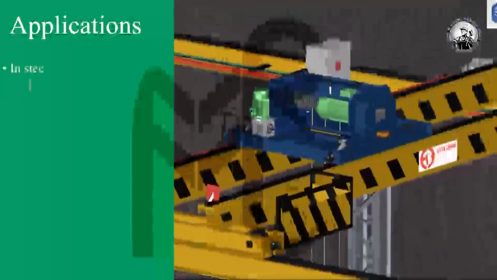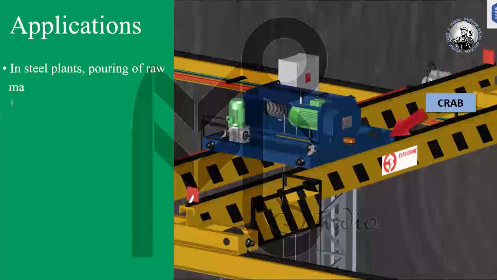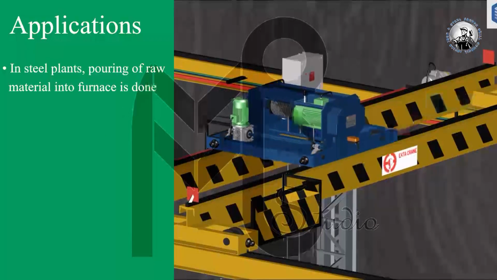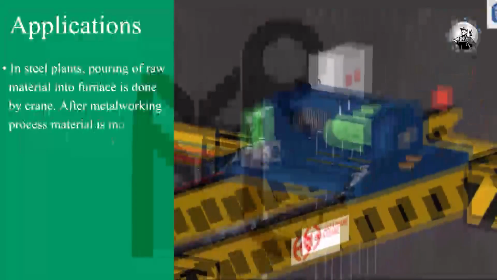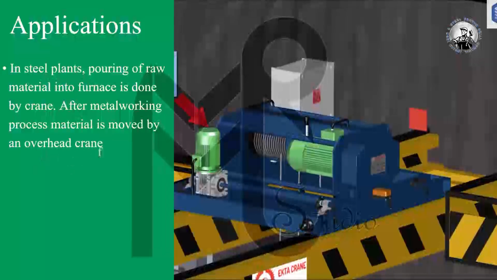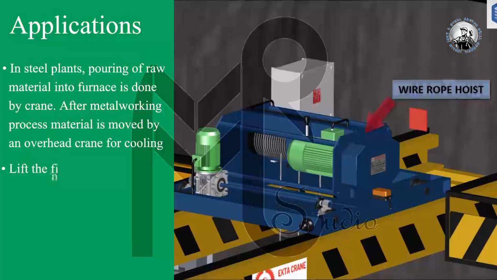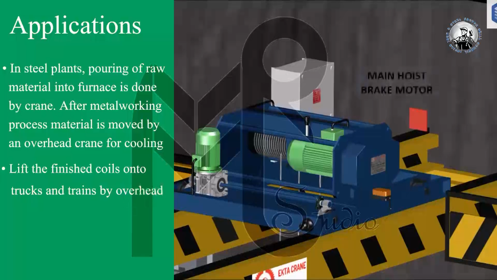Applications. In a steel plant, pouring of raw material into the furnace is done by crane. After the metalworking process, material is moved by an overhead crane for cooling. Finished coils are lifted into trucks and trains by overhead cranes.